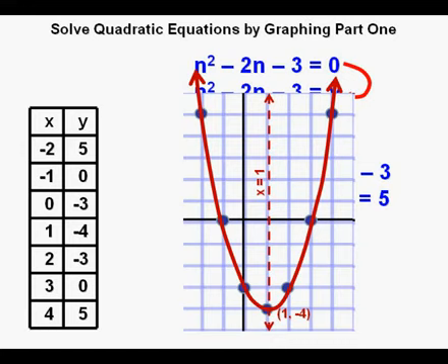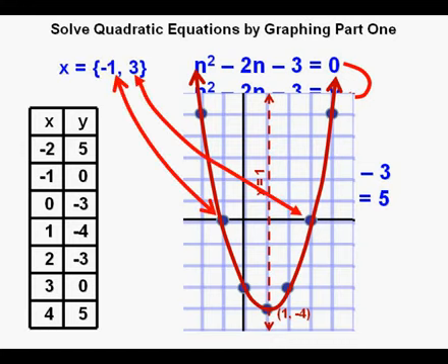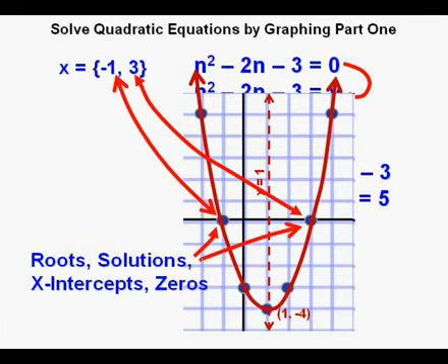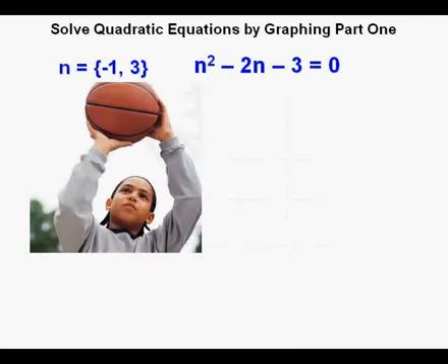After graphing, he can pinpoint the solutions where the function crosses the x-axis at x equals -1 and at x equals 3. These solutions are also called roots, x-intercepts, and zeros. Going back to the original unknown, n, he says that the solutions for his original equation are -1 and 3.